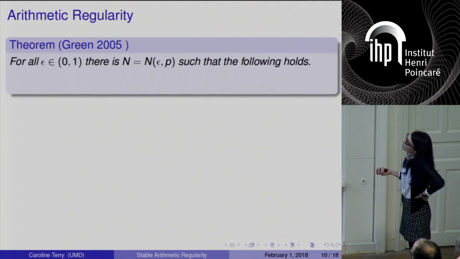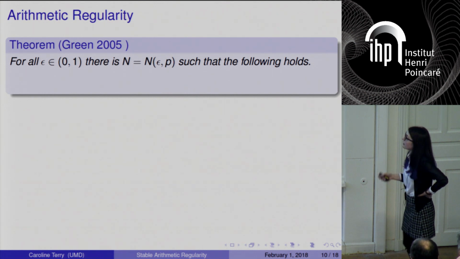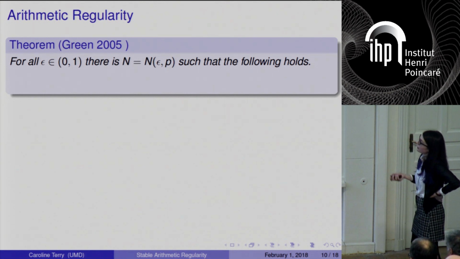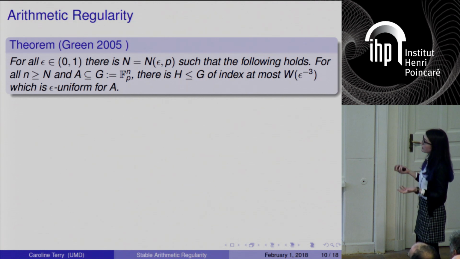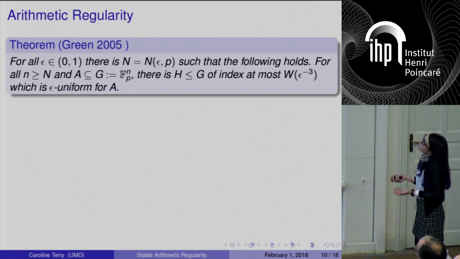Okay, so now I can state the arithmetic regularity lemma, which is due to Green in 2005. It says that for all epsilon, there's some big N so that the following holds. For any little n bigger than big N, so for large n, and any subset A of F_p to the n, there is a subgroup H of index at most some tower of 2s of height polynomial in 1 over epsilon. But the point is that this depends only on epsilon, which is epsilon uniform for A.